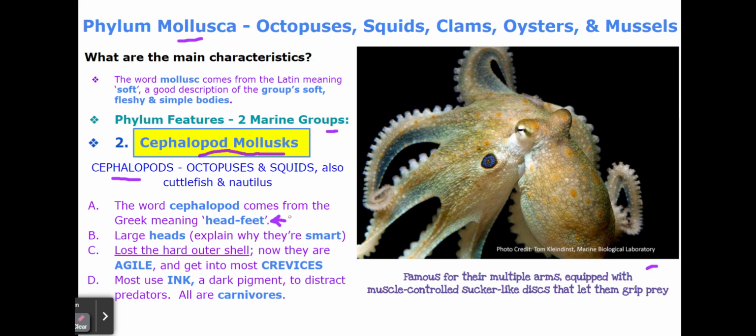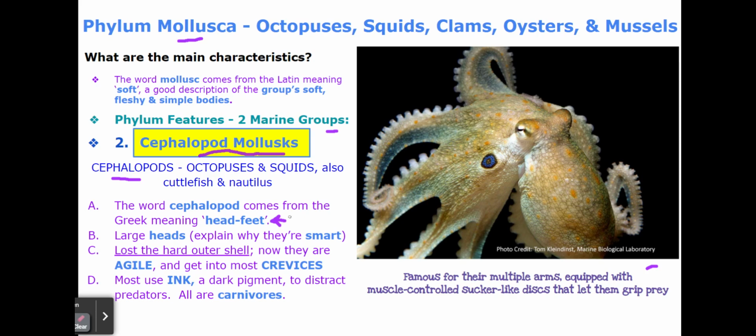This group of mollusks have lost their hard outer shell. They no longer make one. But that's okay, because now they are very agile and they can get into lots of nooks and crannies. They can get into most crevices to hide from predators or to find prey. Octopuses are known for getting into very tight spaces or escaping through tiny cracks.